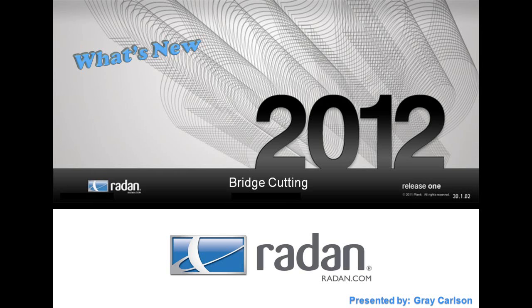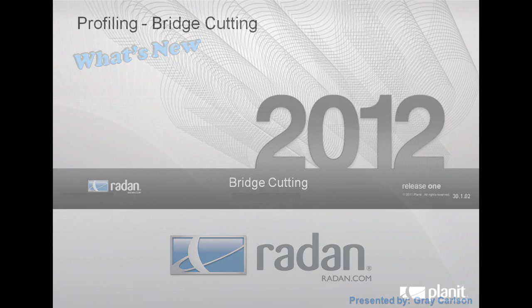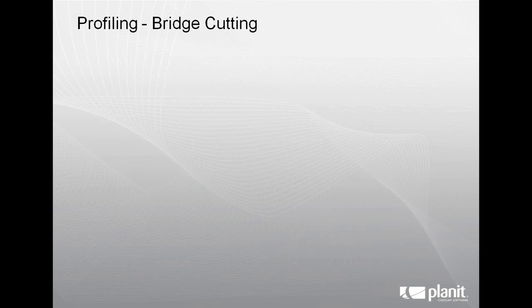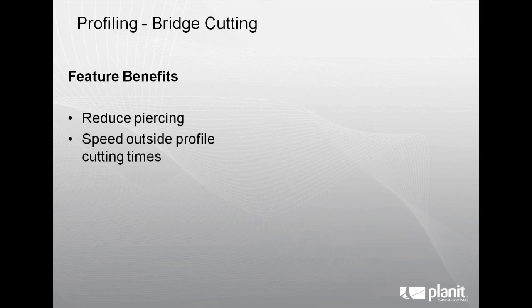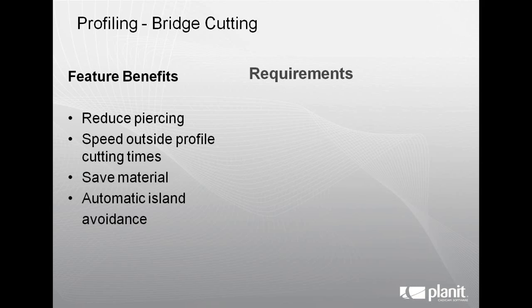In this tip, we'll look at a new tooling feature called bridge cutting available in the Radan 2012 R1 release. This entirely new tooling feature now available in Radan, called bridge cutting, is the option of linking external profiles together between multiple parts. The benefit of bridge cutting is that it can reduce the number of pierces across the sheet, which can speed the overall cutting time and possibly save some material as well.